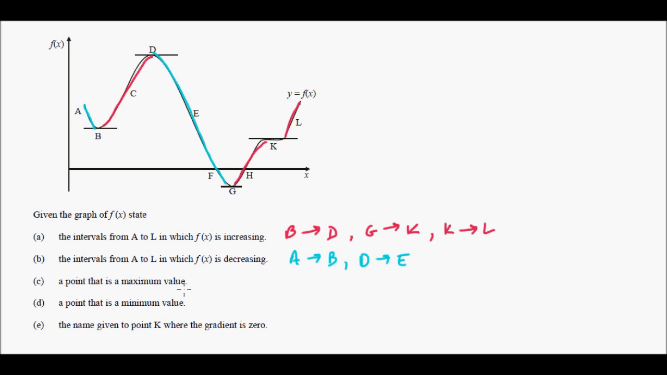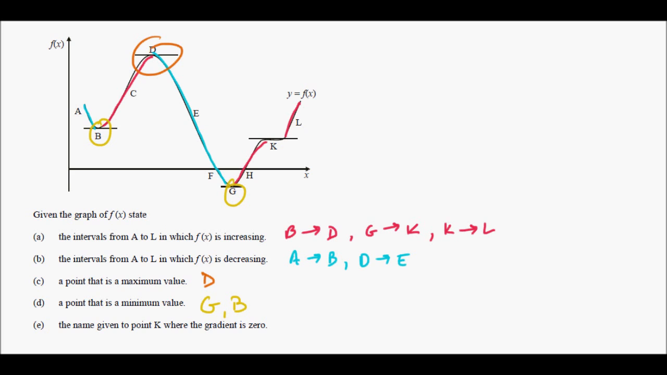A point which is a maximum value. The maximum value is up here, so it's just going to be D. And then a minimum value. There happen to be 2 minimums here. You could put B and you could put G. I would put G personally because it's lower, but whatever. They're both local minimums, so you wouldn't usually have a function like this.